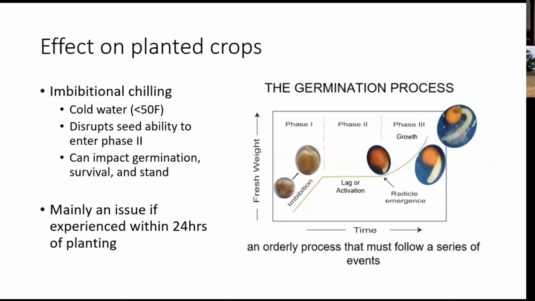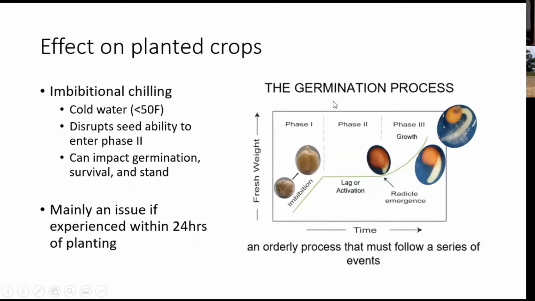So when we talk about the effect of low temperatures on germination and emergence and early season responses, there's kind of 2 categories that this can fall into. So we have this idea of temperature fluctuation, moisture content affecting crop response. And the first response that we might be concerned about is something called imbibitional chilling. And this is basically what happens in the germination process.